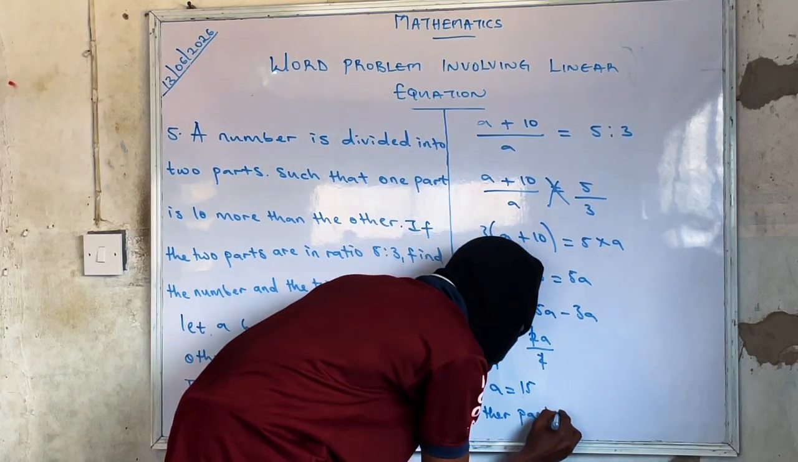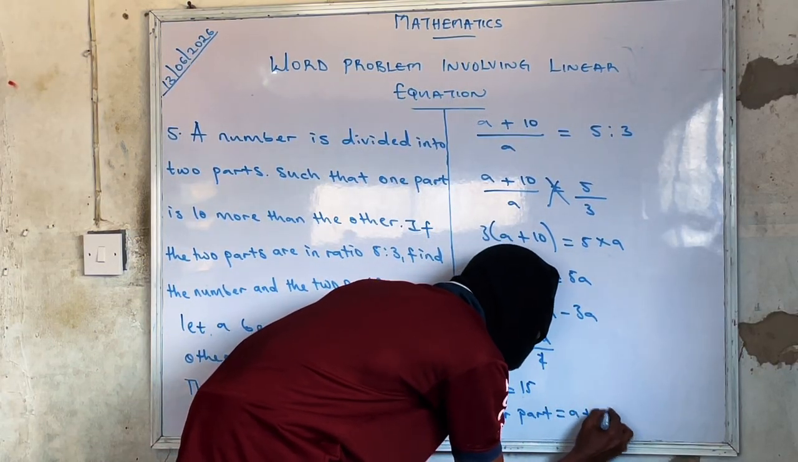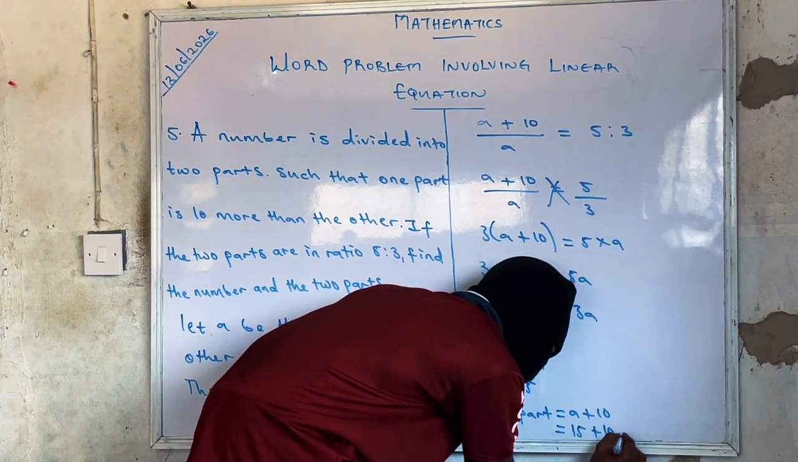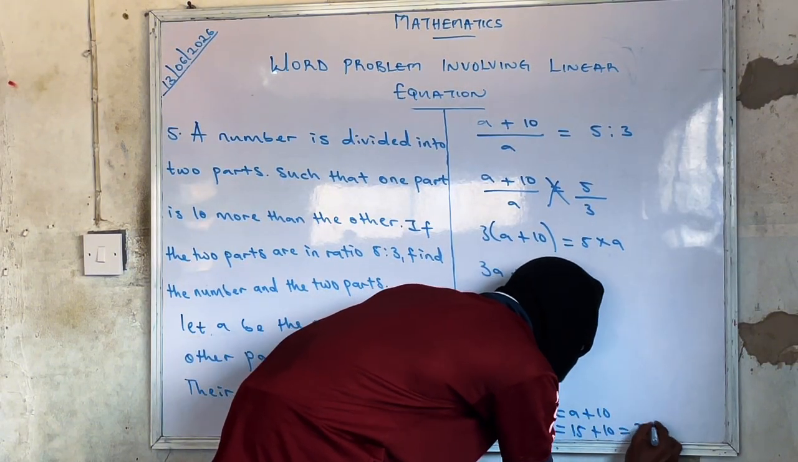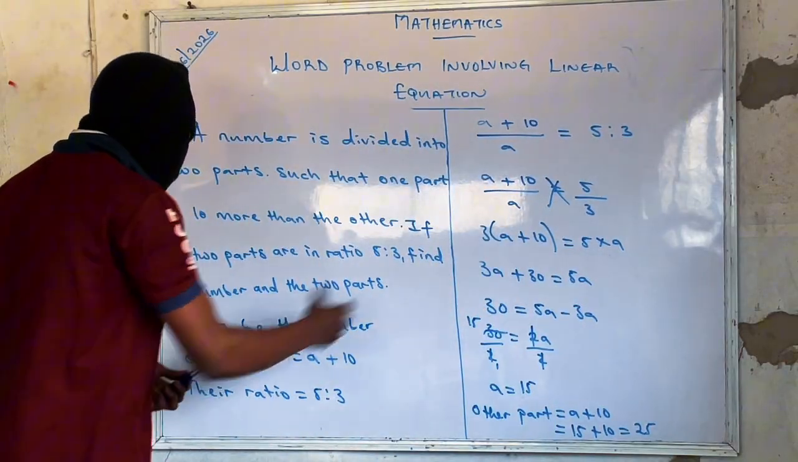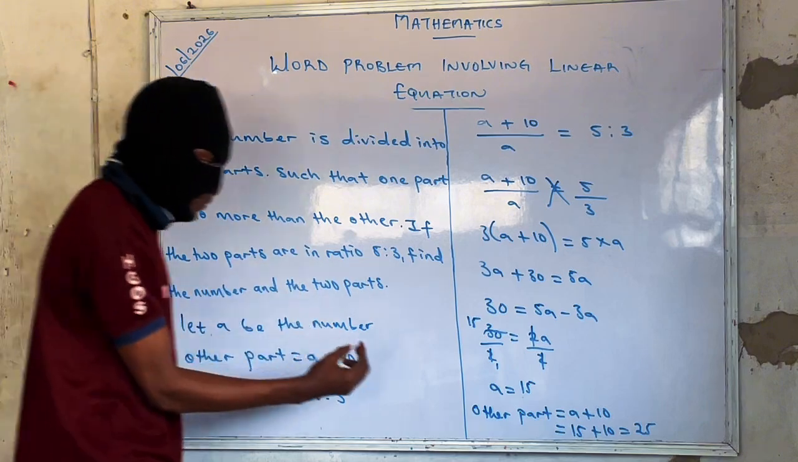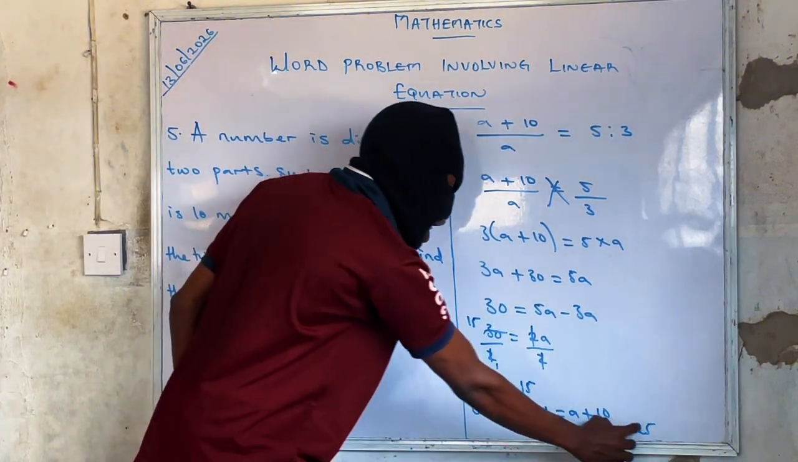The other part is equal to a plus 10. So it's 15 plus 10, which will give us 25. Now, instead of finding the number, find the two parts. The two parts are 15 and 25.